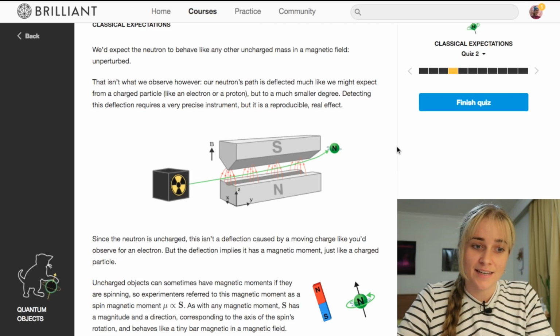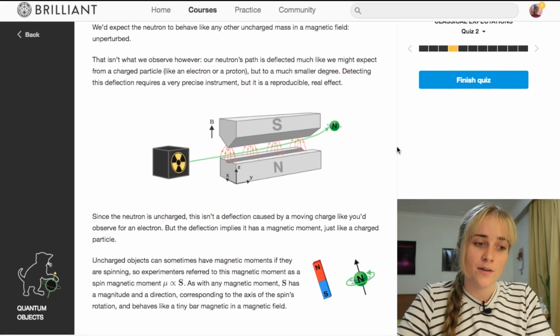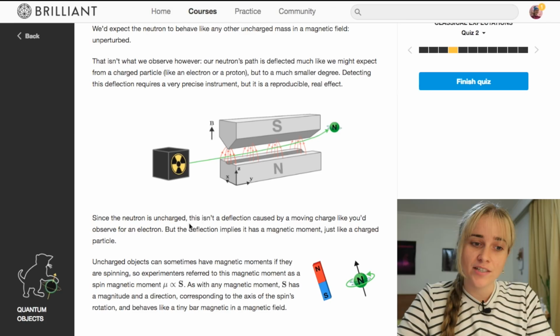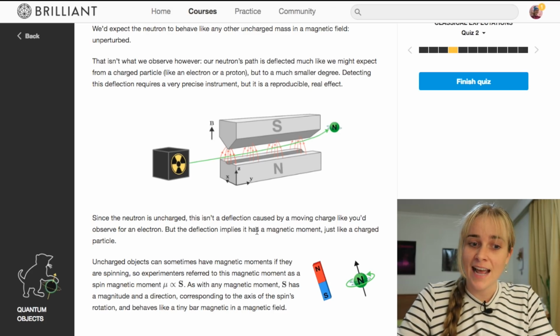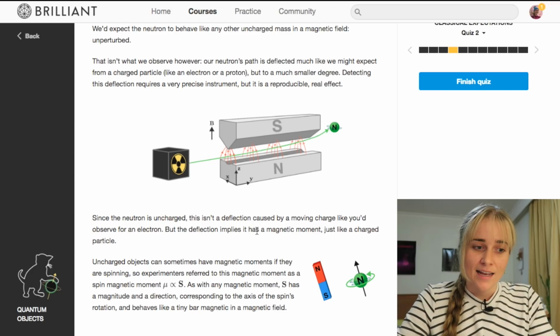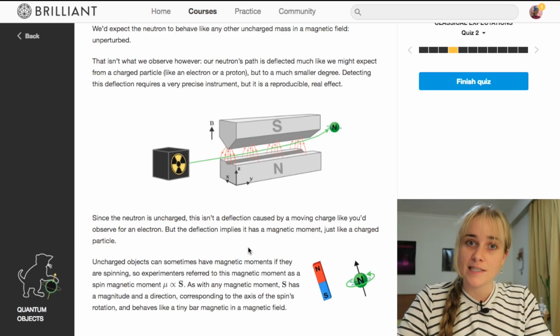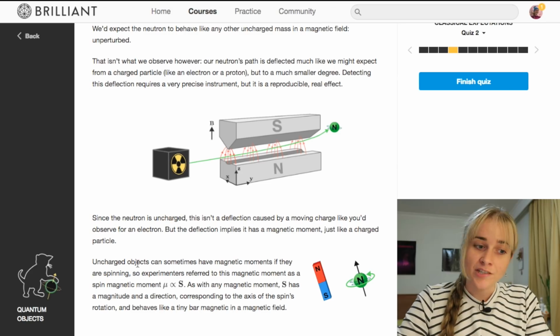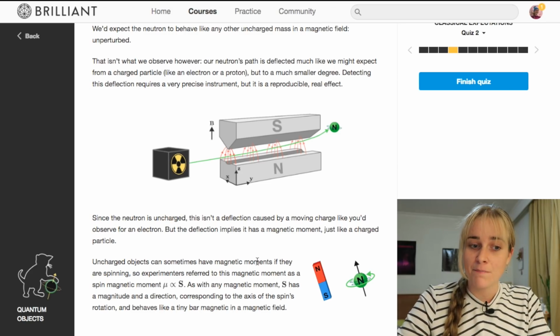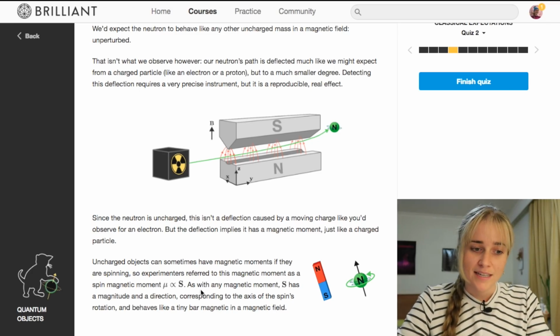Because this neutron is unexpectedly deflected in the magnetic field, it means something else is going on. The neutron is uncharged, so this deflection implies that the neutron has what we call a magnetic moment, essentially that it acts like a tiny bar magnet. This is where the definition of spin comes in. Uncharged objects sometimes have magnetic moments if they are spinning. So the experimenters here referred to this magnetic moment of the neutron as a spin magnetic moment.